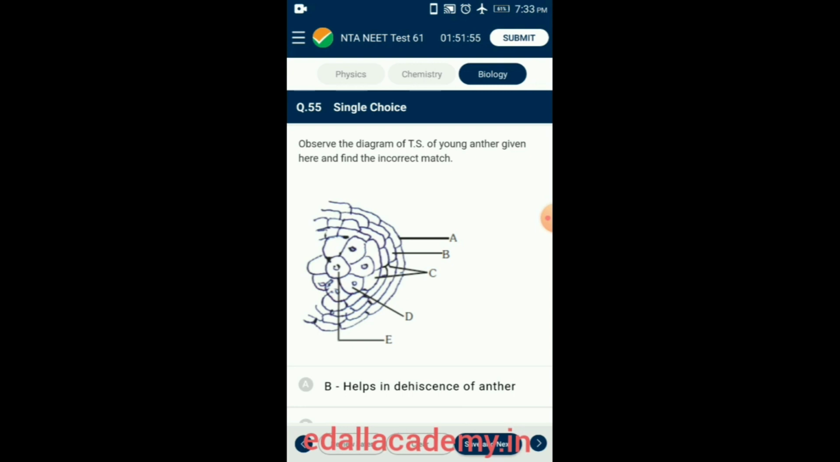D is tapetum, the innermost wall layer. It nourishes the developing pollen grains. E. Microspore mother cells. So the correct answer for this question is option C.